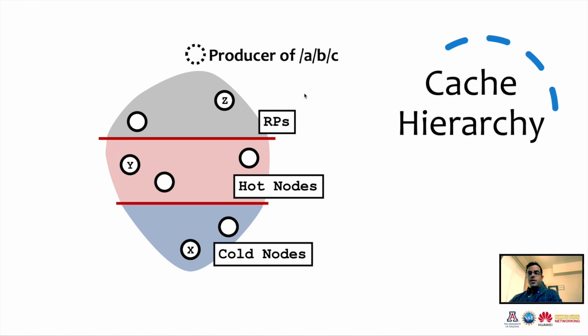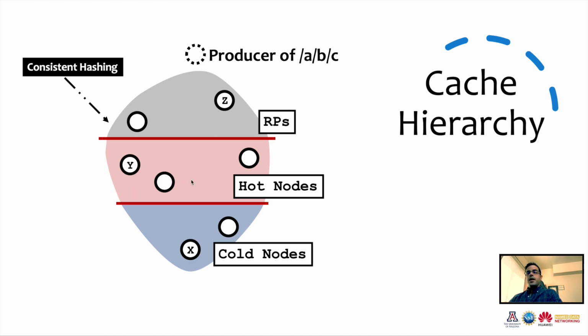There are three tiers in this hierarchy, and the very top tier belongs to the nodes that are responsible for caching the contents under the corresponding namespace. We call them RPs, or rendezvous points. To find RPs, we use consistent hashing, so each node hashes the name of the content or the namespace to find the RPs for that specific namespace.